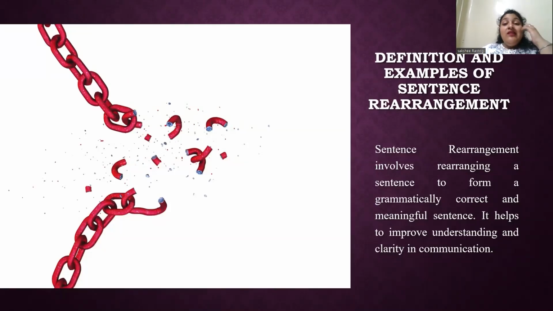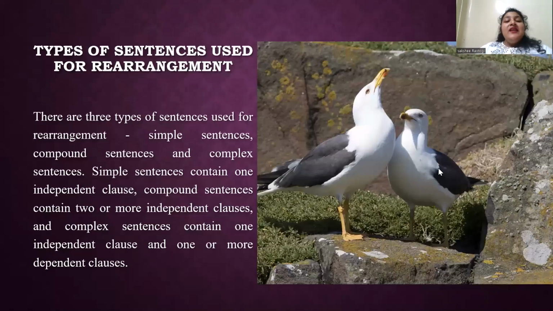These sentence types can be rearranged to change the emphasis, tone, and structure, making your writing more engaging and effective. So basically, these are the types of sentences I am talking about: simple sentences, compound sentences, and subordinate and coordinate sentences. All these sentence types emphasize tone and structure, making your writing more engaging and effective.